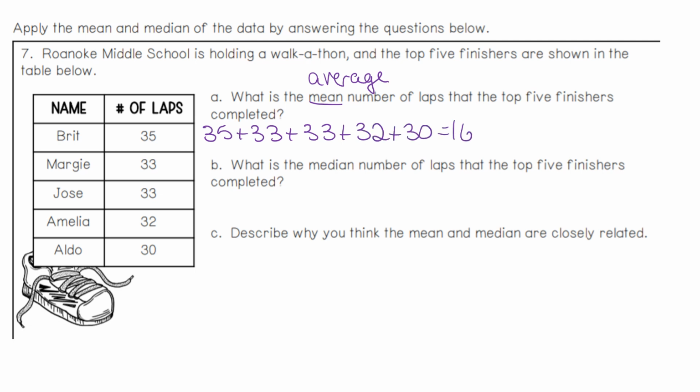They equal 163, and then to get the mean or the average, you want to divide by the amount of numbers in the series, which is 5. And so my answer would be 32.6.